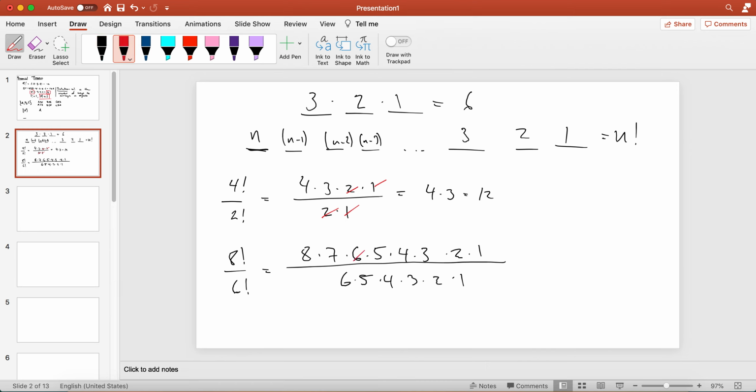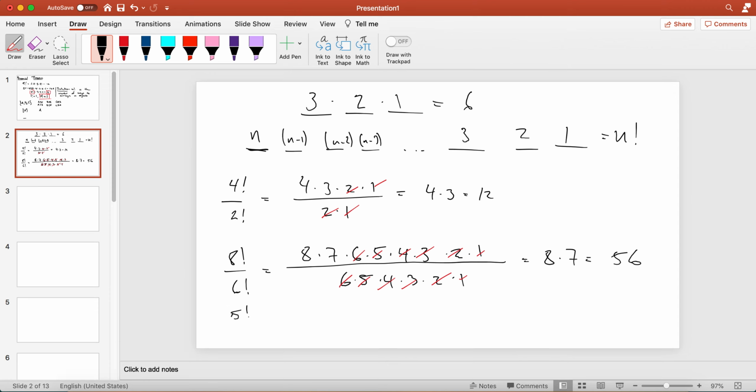So as you can see, the 6 goes with the 6, the 5 with the 5, and so on and so forth. And so this is just 8 times 7, which is 56. 56. All right. Good. And, let's do another one.